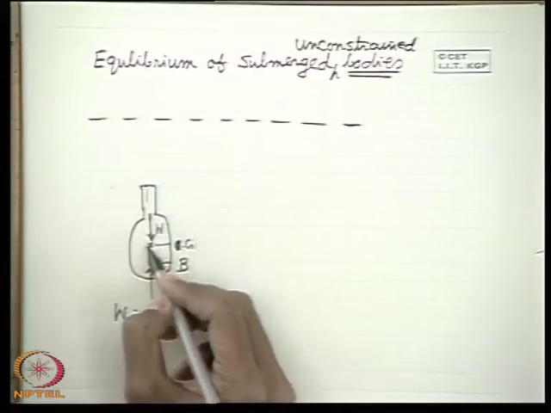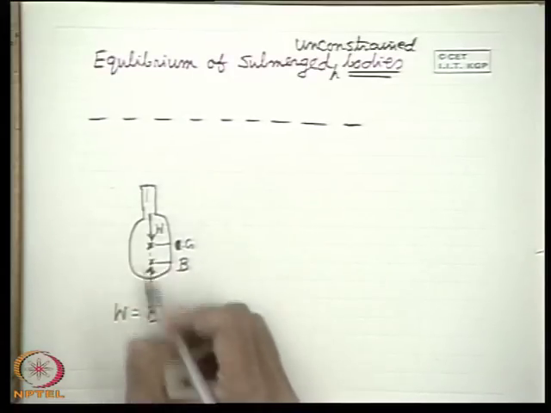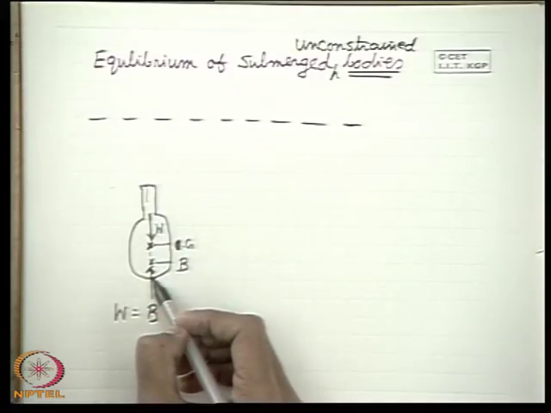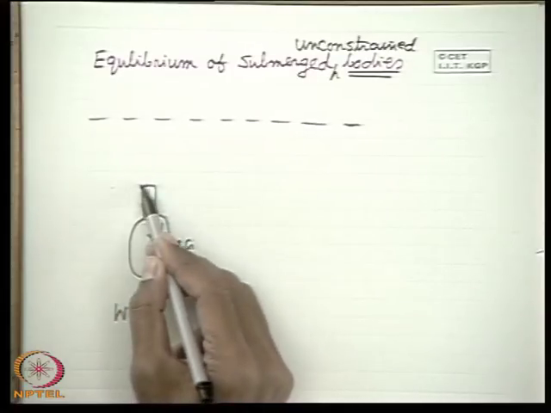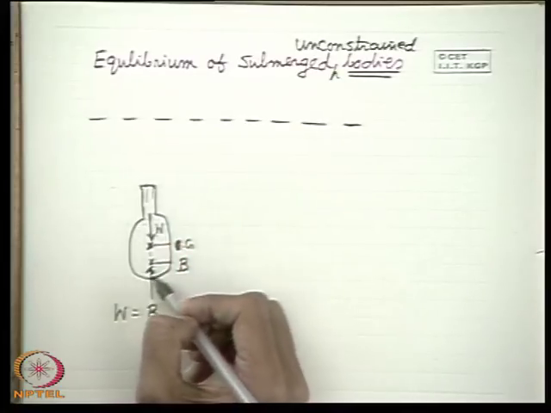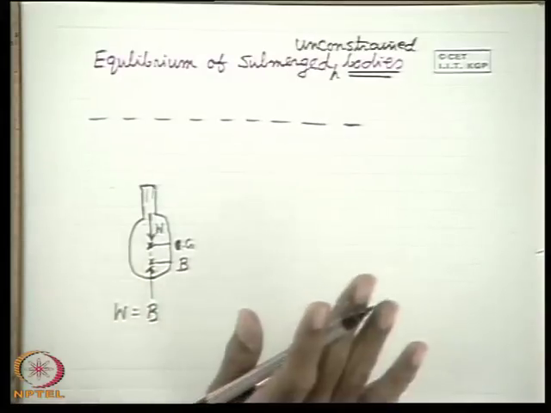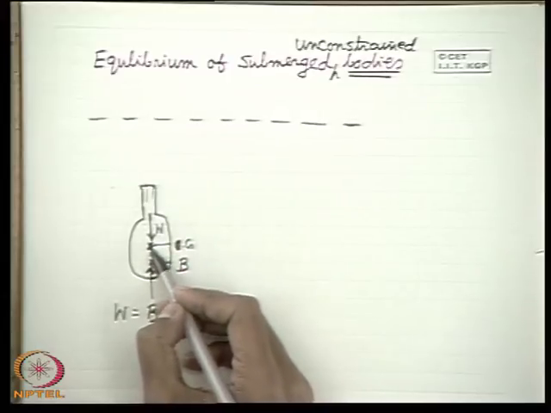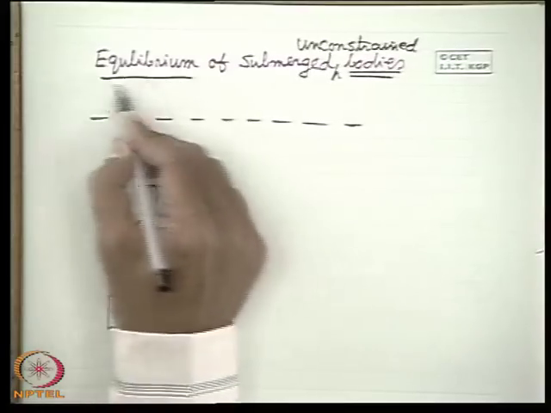So, they should be on the same vertical line, but there may be a displacement between G and B along the vertical line. G may be above B or below B; that depends upon the relative distribution of mass and weight. If mass is uniformly distributed throughout the volume, then of course G and B coincide, but in general they need not be coincident. Even if they are not coincident, they should be collinear. So, this is the condition of equilibrium of a submerged body.